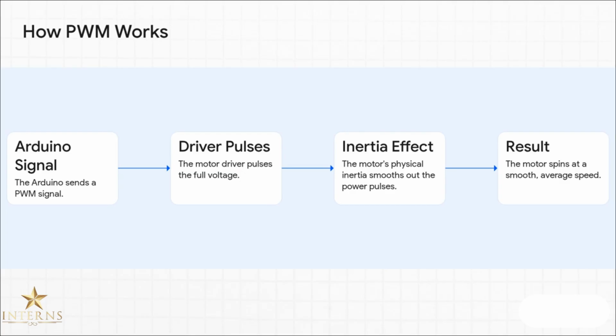The Arduino sends out its PWM pulses. Those go to a motor driver, which is basically a heavy-duty electronic switch. Now, the driver isn't sending half the voltage, it's sending the full voltage, just in those tiny, timed bursts. But a motor has mass, it has inertia. It can't just start and stop thousands of times a second. So its own physical nature smooths out all those rapid kicks of power into one nice, steady average speed.